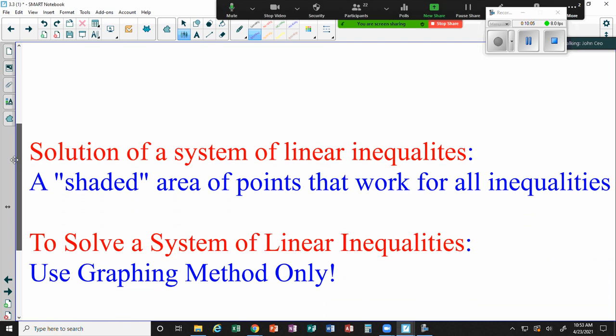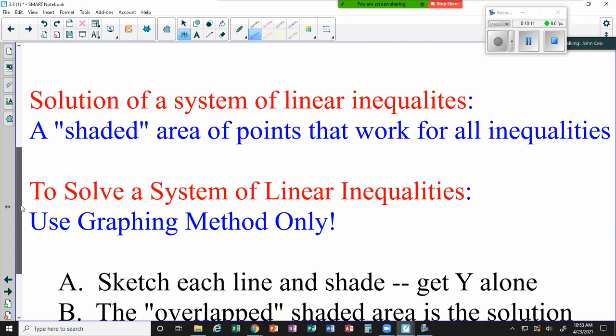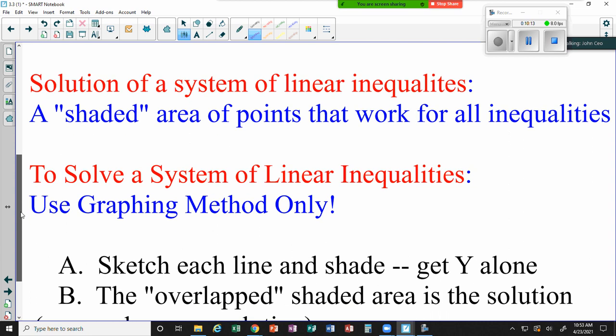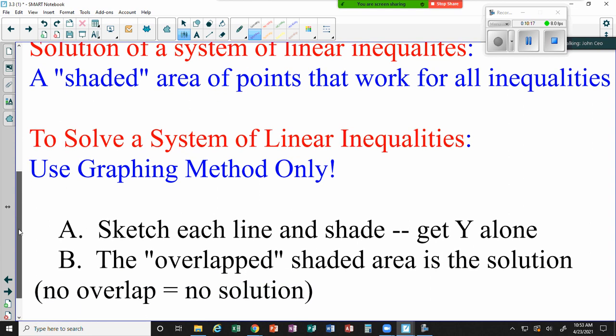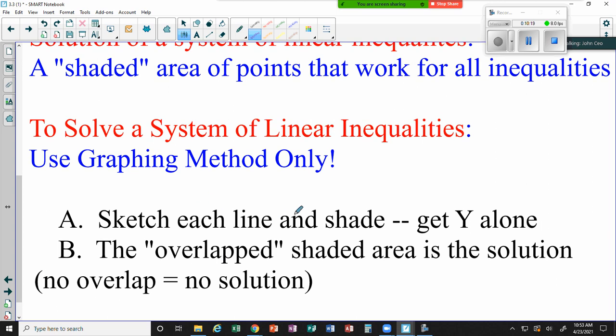So we're only going to use the graphing method for this, because it gives us our whole set. So to solve these graphically, you're going to sketch each line and shade. So remember, get y alone. We just talked about how to do that. Okay, and then the overlap is the solution.